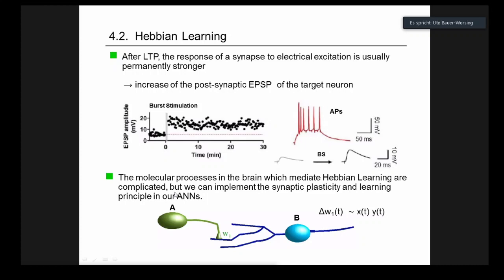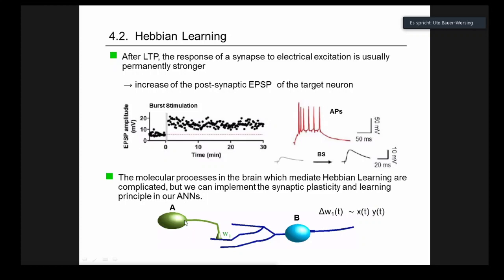Again, how this is done molecularly, on a molecular basis, is quite complicated, but biologists have studied this in great detail and there is a lot of literature about it. But this mediates this Hebbian learning principle. We can pretty easily implement this synaptic plasticity described by Hebb as a learning principle in artificial neural networks. So look at the figure below.